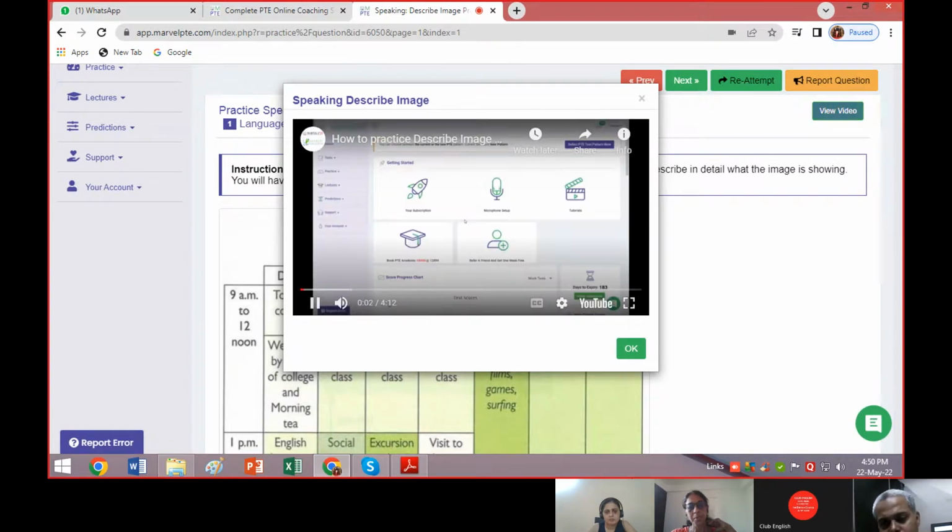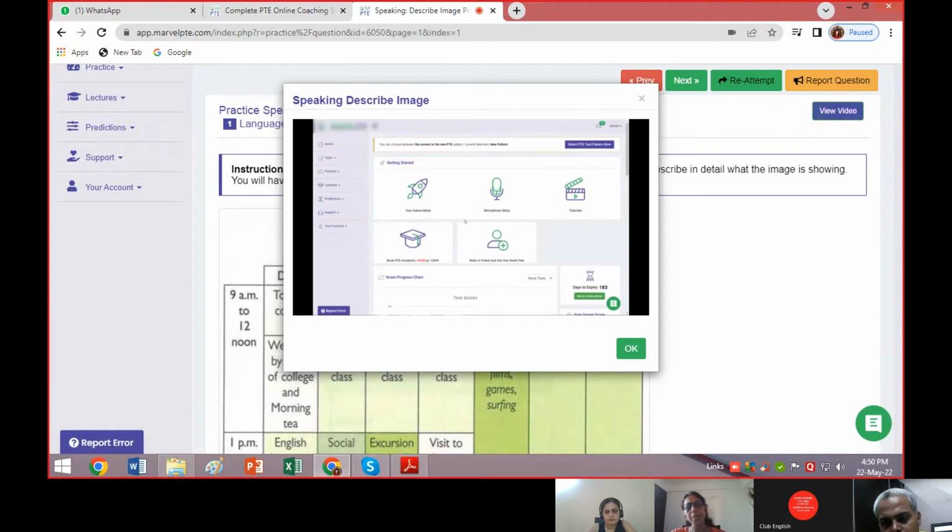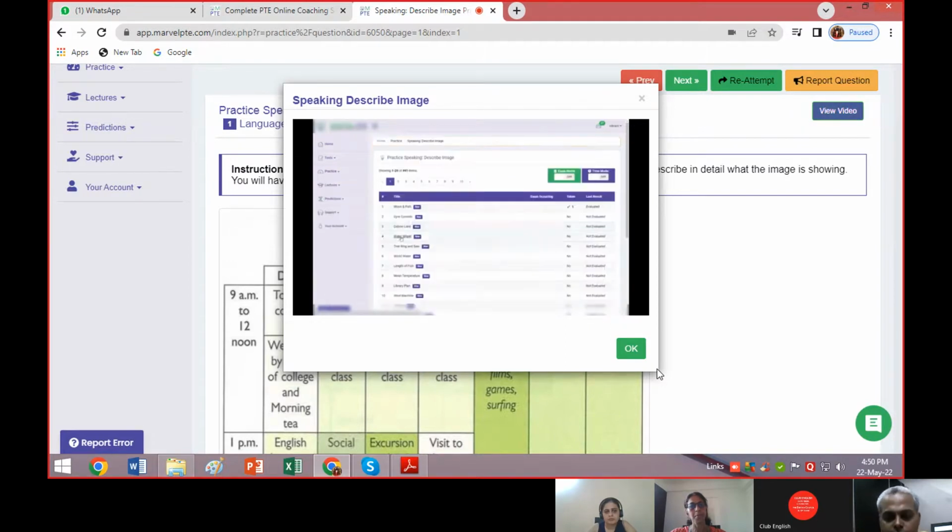In this video, we will learn how to attempt describe image questions. First, log in to see your dashboard. Here, you will find the practice section on the left side of your screen. Click on the practice section. Then click on describe image. From here, you can see the questions that you have not attempted before. Now, you can click on the page number to go to any page.